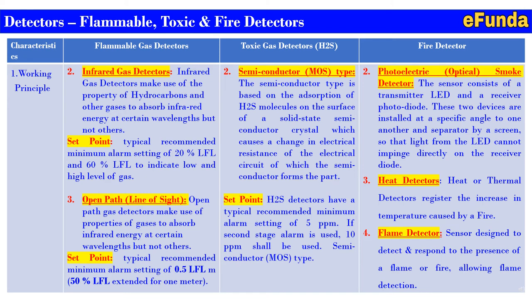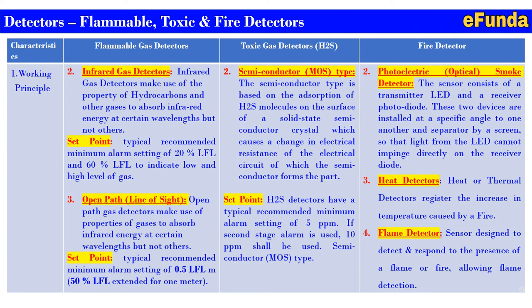Infrared gas detectors make use of the property of hydrocarbons and other gases to absorb infrared energy at a certain wavelength, but not by the others. Set points: a typical recommended minimum alarm setting of 20% LFL and 60% LFL to indicate low and high levels of the gas. Under flammable gas detector, third, that is open path line of sight.